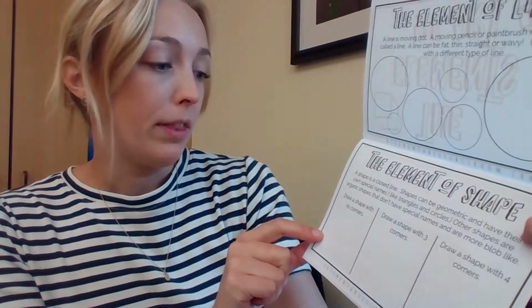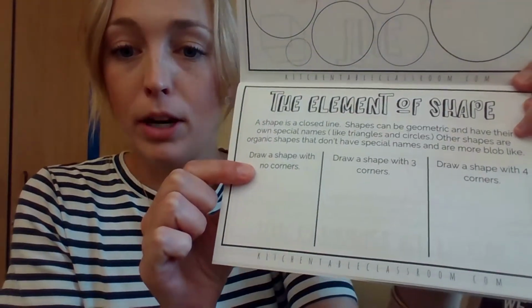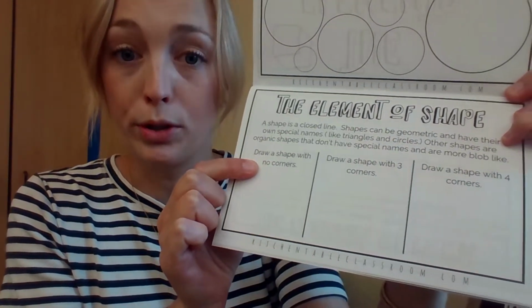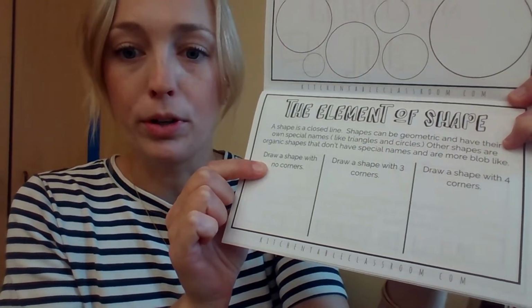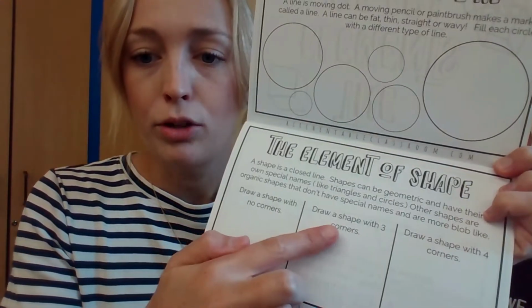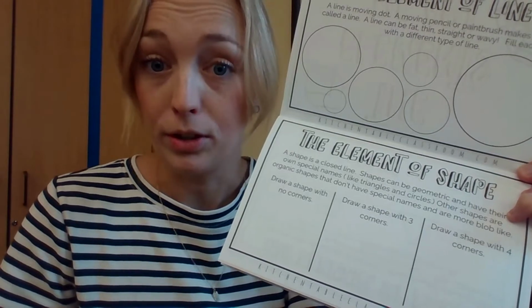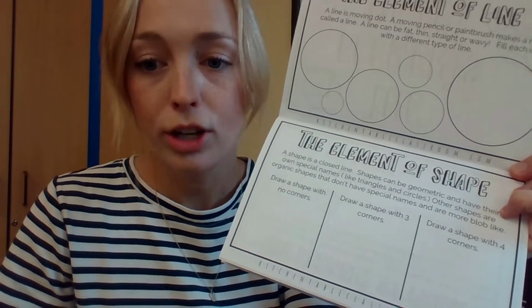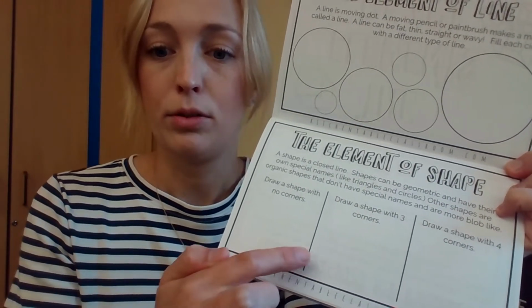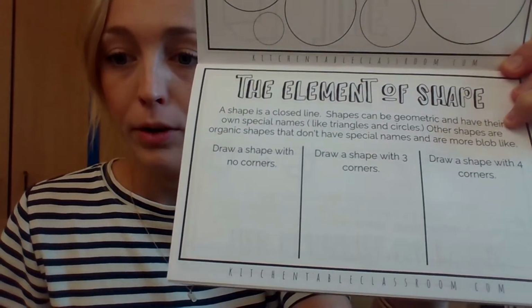What you're going to do on this page is, in the first box, draw a shape with no corners. No sharp corners. What could that be? You're going to draw something right there. Draw a shape with 3 corners. You're going to have to think, what shape has 3 corners? You can draw it right here. And in the third box, draw a shape with 4 corners. You need to put your art thinking caps on and get creative and make some shapes right here in these open spaces. Now turn your page.